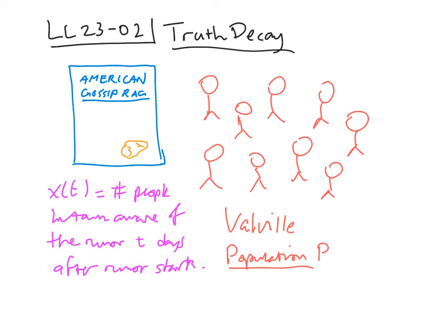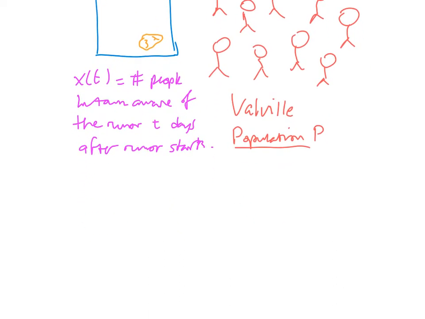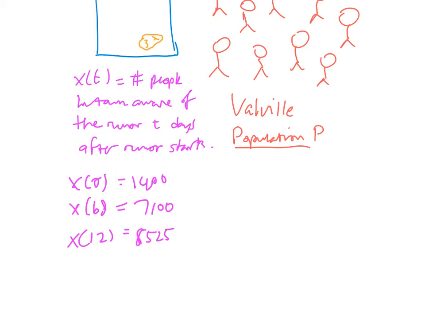All right, so in this problem, I'm going to set a few values, and we're going to try and figure out what the underlying model is here. Let's say we know that x(0), good Lord, my handwriting is not so good today, x(0) is 1,400. 1,400 people know of the rumor straight away. And then x(6), after 6 days, the number of people aware of the rumor is 7,100. And then let's say x(12) is 8,525. Sort of random numbers that I picked out. So we're going to try and figure out what the function x(t) is.